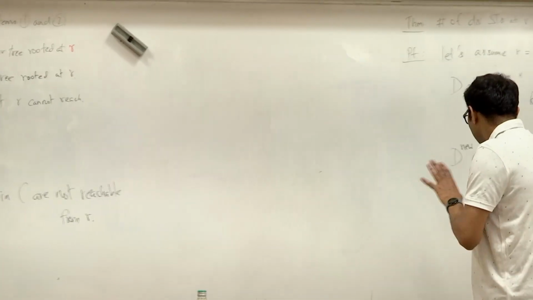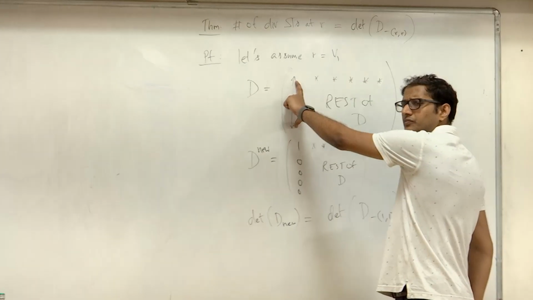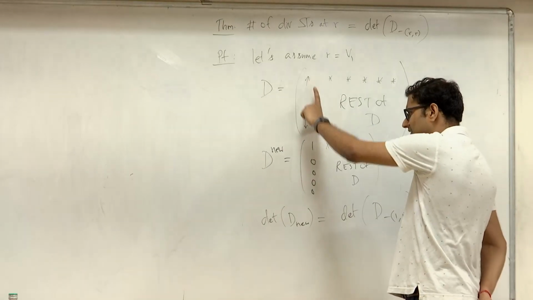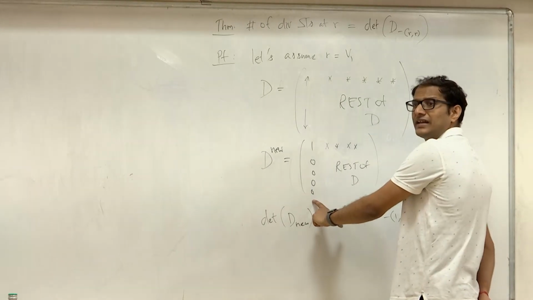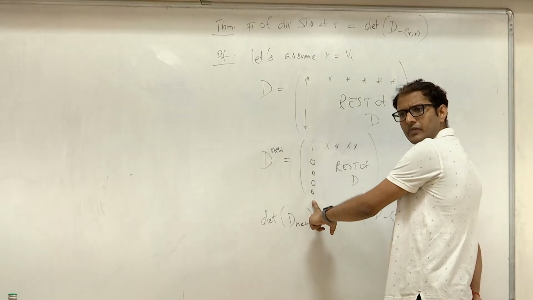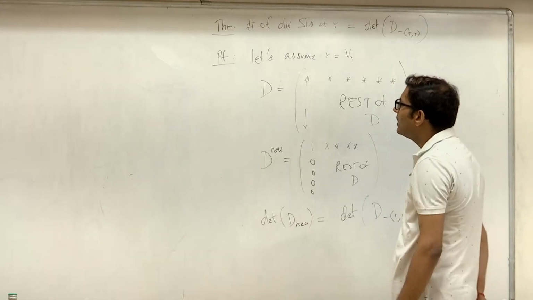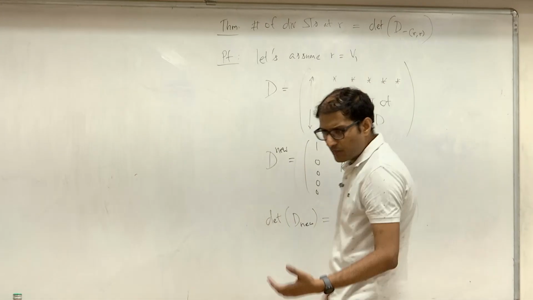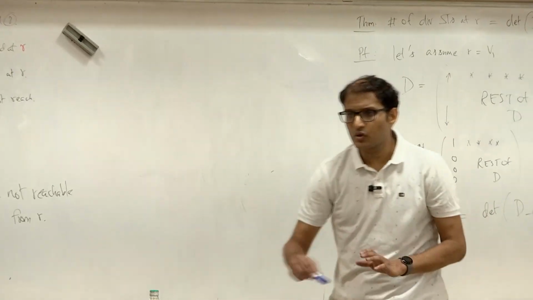Oh, so all I did is that I replaced the first column. Whatever the first column is, just replace it by the standard basis vector E1. Okay. So the idea is that at the end of the day, I am anyway going to remove the first row and the first column.